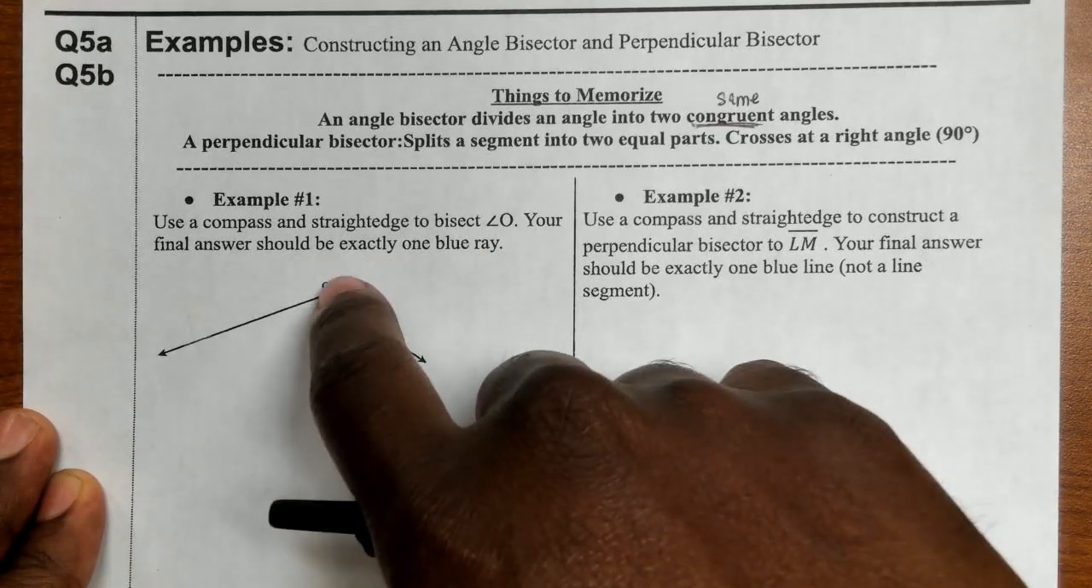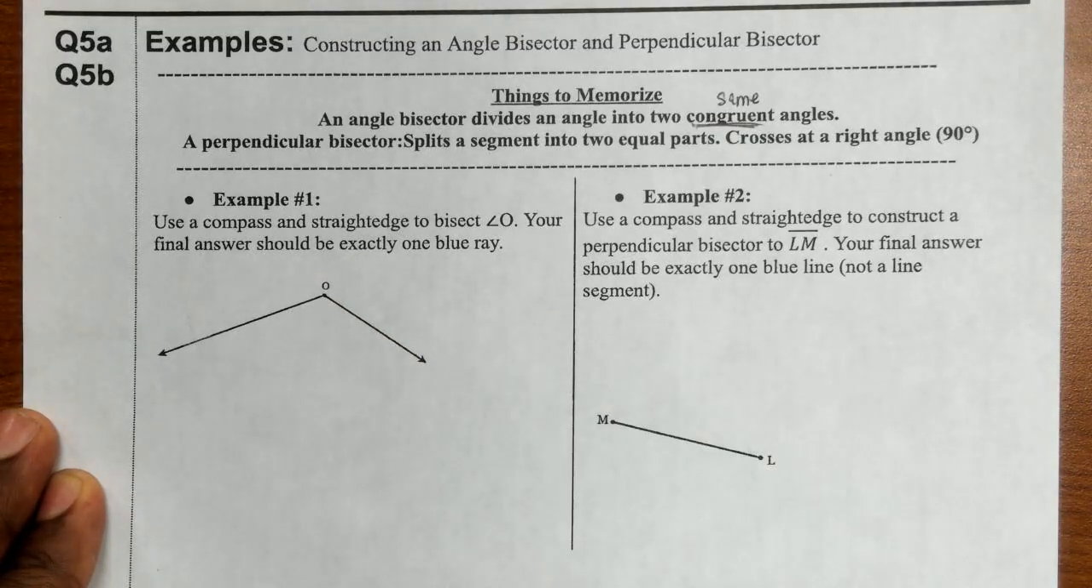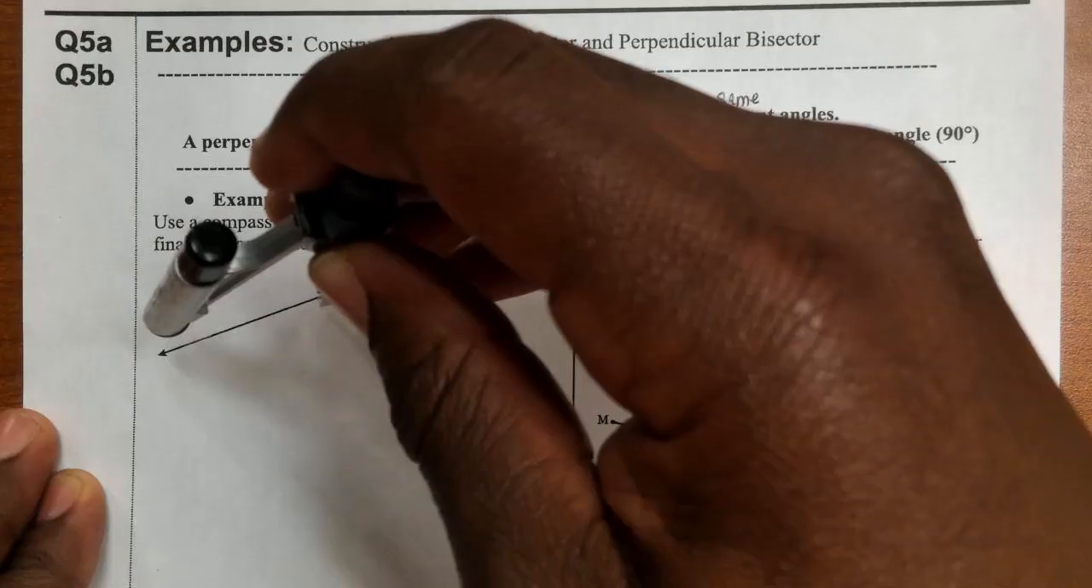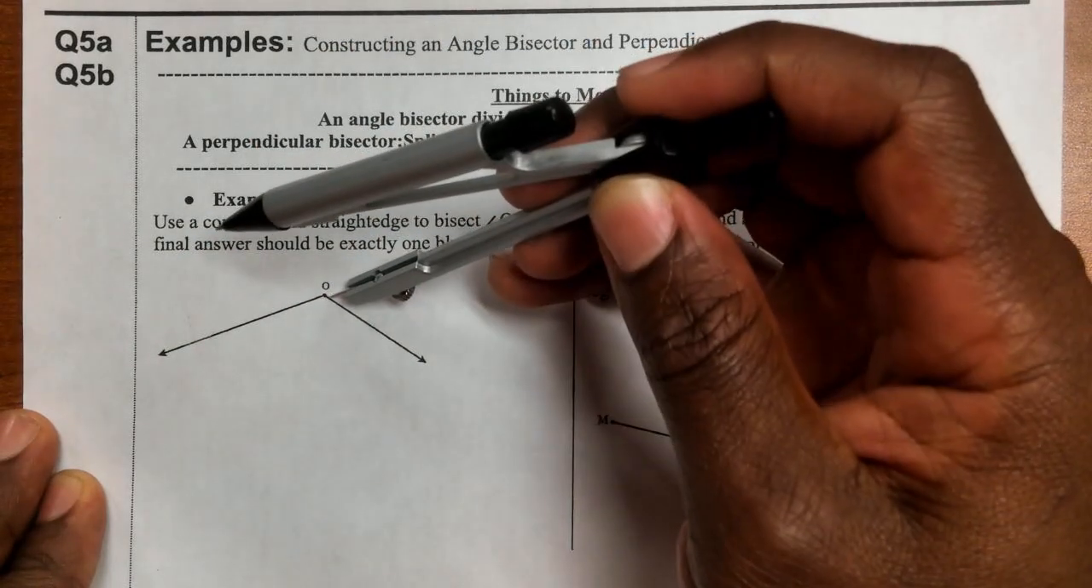So when I'm bisecting O, that means I'm splitting O into an exact half. To do that, what I'm going to do first is place the point of my compass on the point O, and extend it to some distance on my line, some distance that will be on both lines. So I'll put an arch right here.